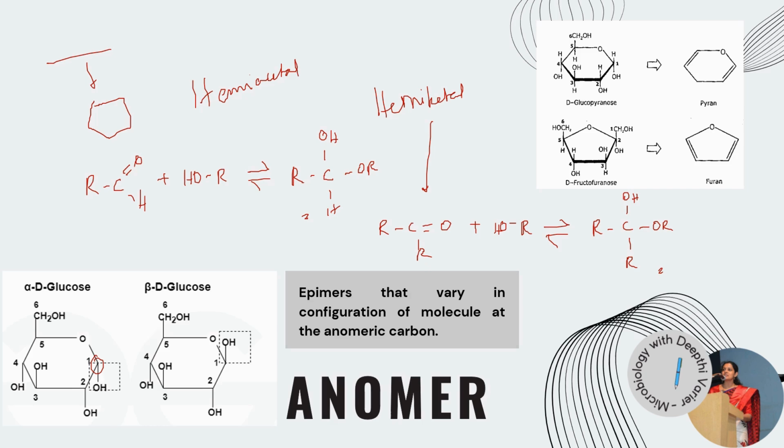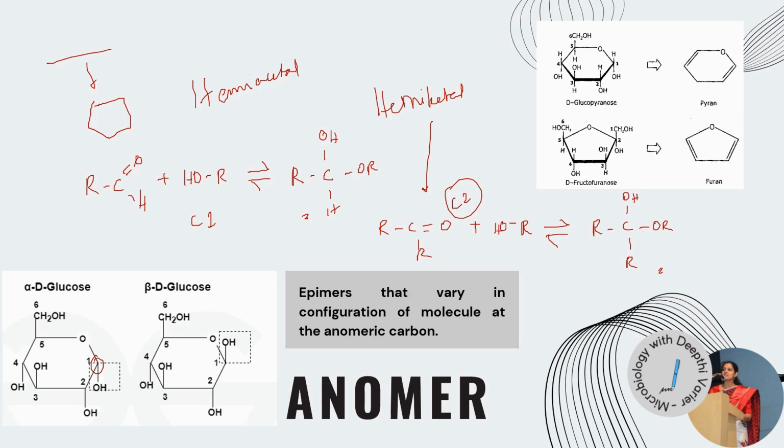Or in the ketones, it is the C2. So for ketone sugars, it is the C2 carbon which is undergoing this reaction. In case of the aldohexoses, for example glucose, it is the C1 carbon that is undergoing this formation. So the C1 or the C2 carbons are reacting with the C5 hydroxyl group to form the structure that we have seen now.